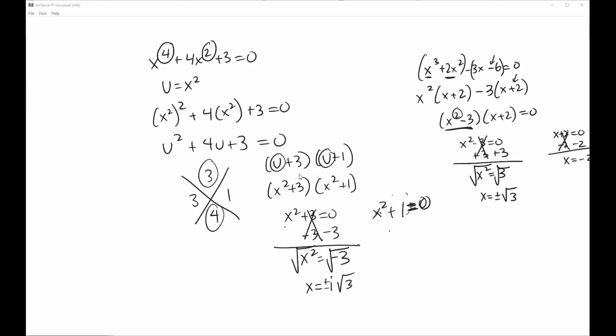Same thing with this, you subtract the 1. So x squared is equal to negative 1, square root both sides here. And x is equal to the square root of negative 1, which is i, so it'll be plus or minus i. Okay, so those are our 4 answers: positive i radical 3, negative i radical 3, positive i and negative i. All right.